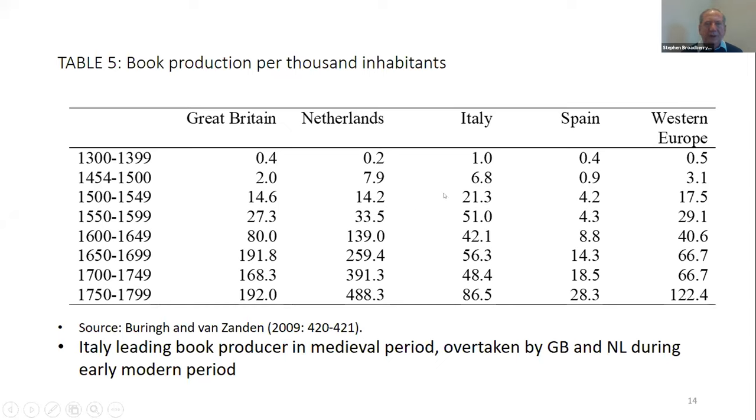You can see that Italy is the biggest book producer in the manuscript era. And as we go into the early modern period, Britain and the Netherlands in Northwest Europe become more dominant.